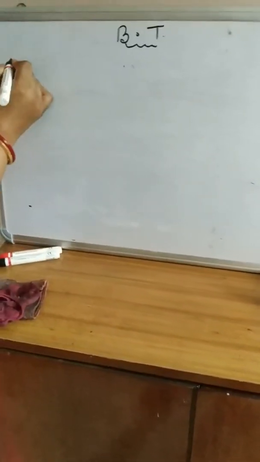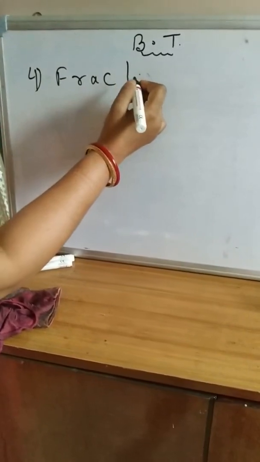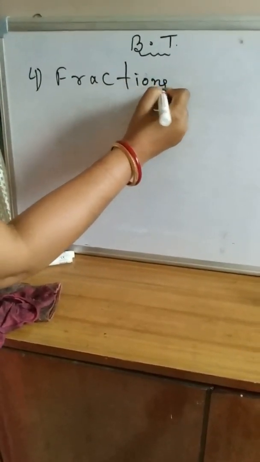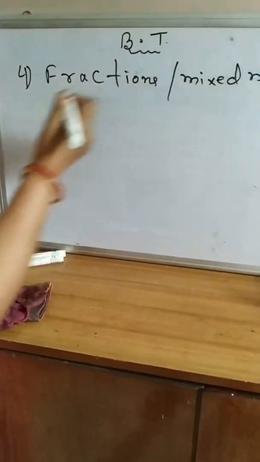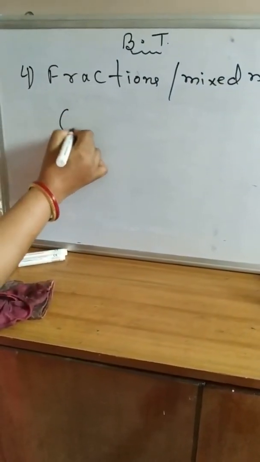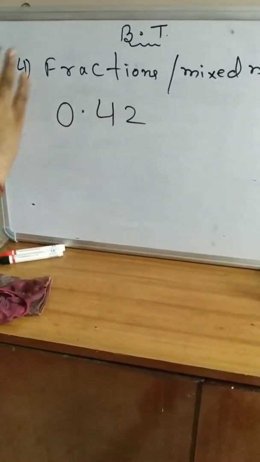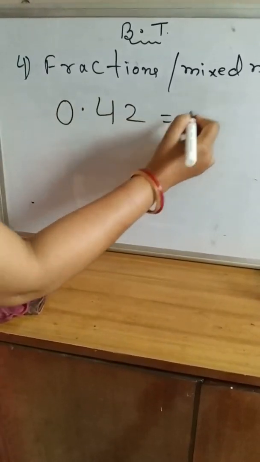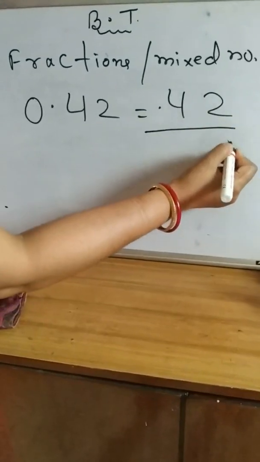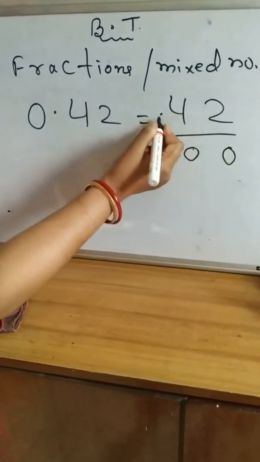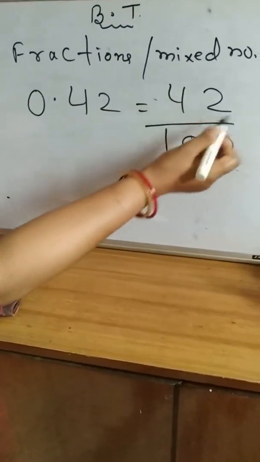In question number 4, write as a fraction or mixed number. You have to write the decimal number, for example, 0.42. Firstly, we have to frame this decimal number into a decimal fraction. So 42, here point. For 2 it is 0, for 4 it is 0, and the decimal point will be removed and 1 will be written. Now it is 42 by 100.